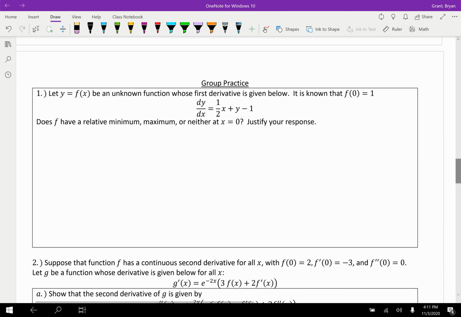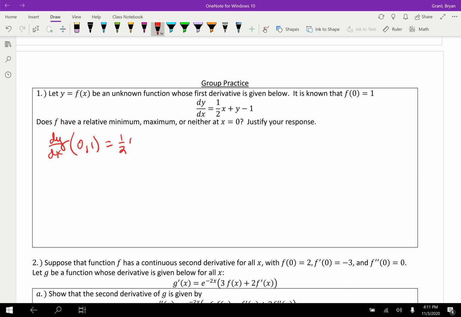All right, hopefully you've had enough time to work through this. So I'm just going to go through each one individually, and we'll see what we can do. Let's see, so unknown function, first derivative, f of 0 is 1, relative min, max, or nothing at 0. Well, the first thing we need to do here is make sure that this could possibly have a relative min or max. So I think we need to evaluate our derivative, dy/dx, at our point, which is an input of 0, output of 1.